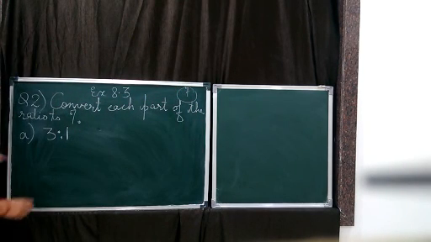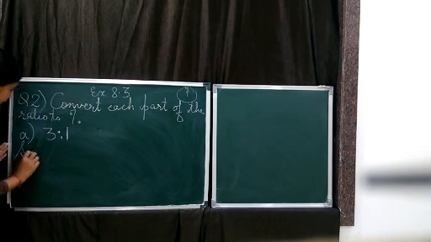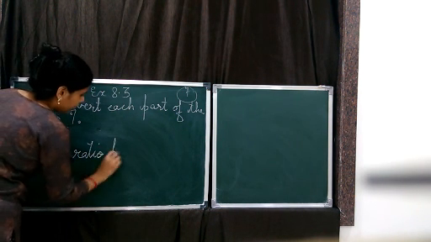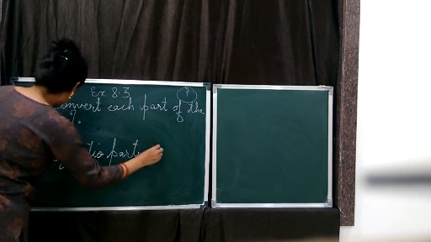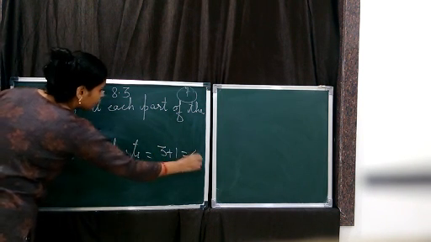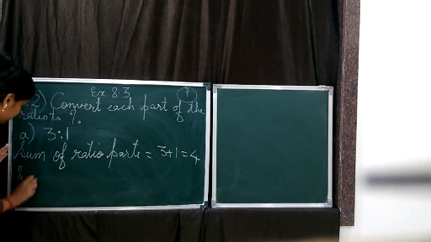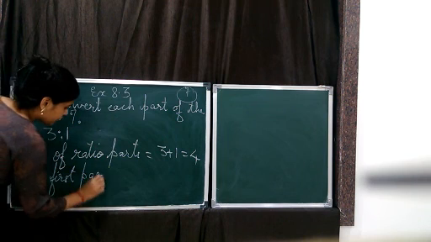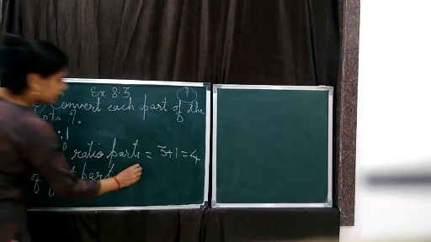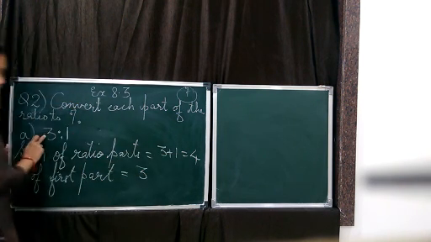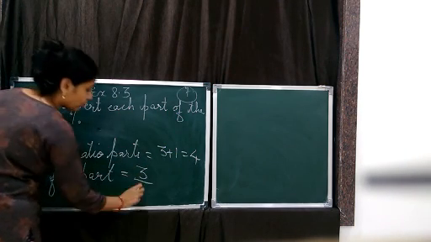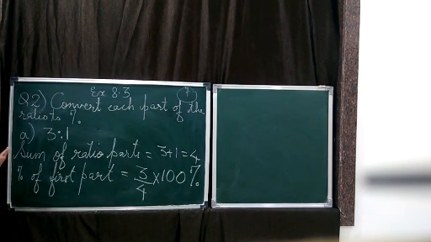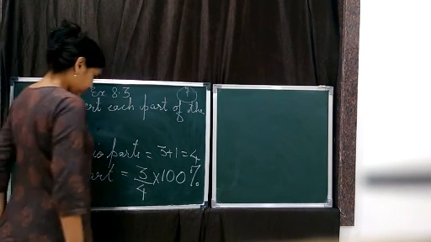Okay, so first we find the sum of the ratio parts. So you can write sum of ratio parts, which is 3 plus 1, that gives you 4. Then percentage of first part. Percentage of first part, that is 3, the first part, by the total into 100%, you can say. Okay.